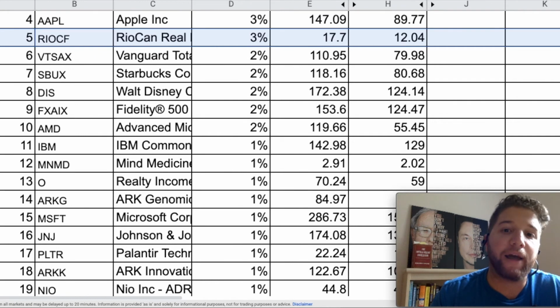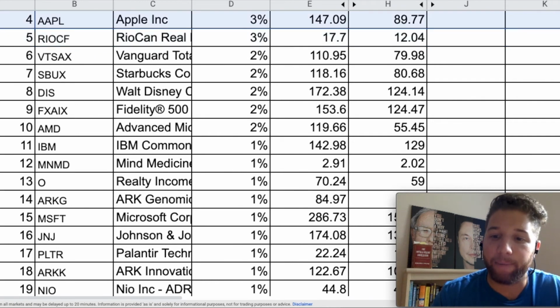All right, number 4, we've got Apple, 3% holding. Another company I picked up during the pandemic crash. Average cost of $90. It's up to $150. You guys know all about Apple. I don't need to tell you anything.